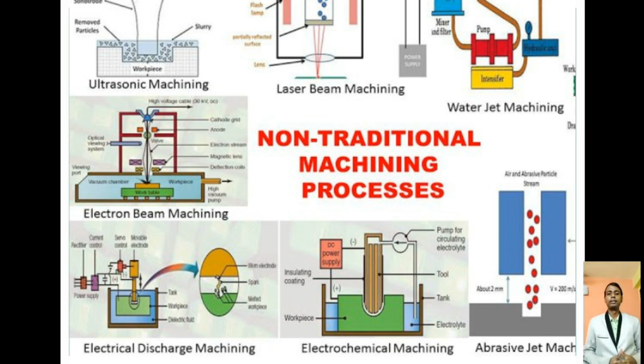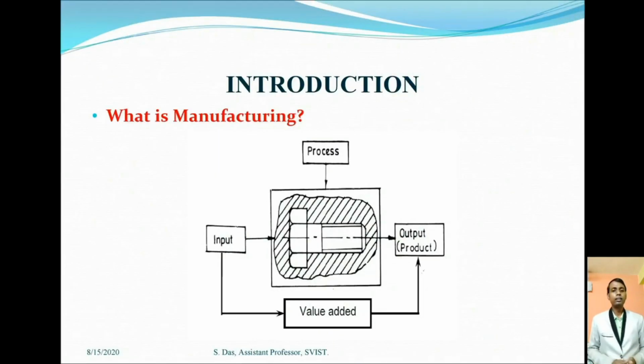Hello friends, today I want to discuss non-traditional machining processes. Before entering this topic, let me recapitulate the word manufacturing. What is manufacturing? Manufacturing is when a raw material is converted into a finished product with the help of some machineries, instruments or equipment.